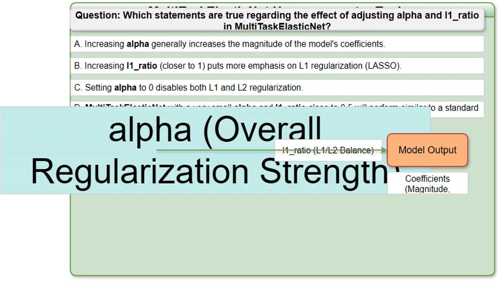This slider mixes two types of regularization: L1, lasso, and L2, ridge. A ratio of 0 is pure ridge, 1 is pure lasso, and in between values blend both. Lasso pushes some coefficients to exactly 0, creating a sparse model. Ridge shrinks coefficients toward 0 but keeps them all non-zero.